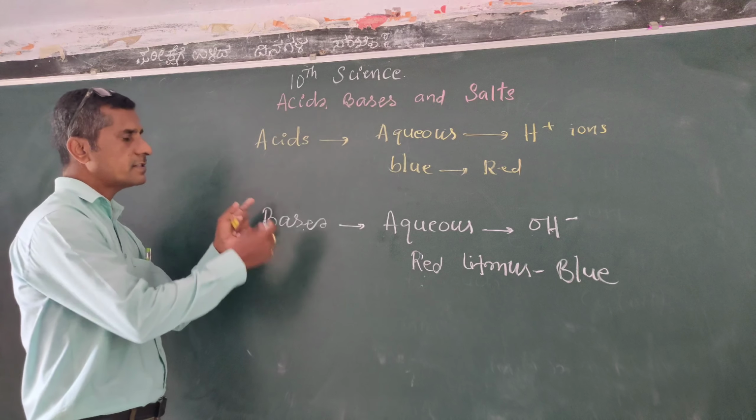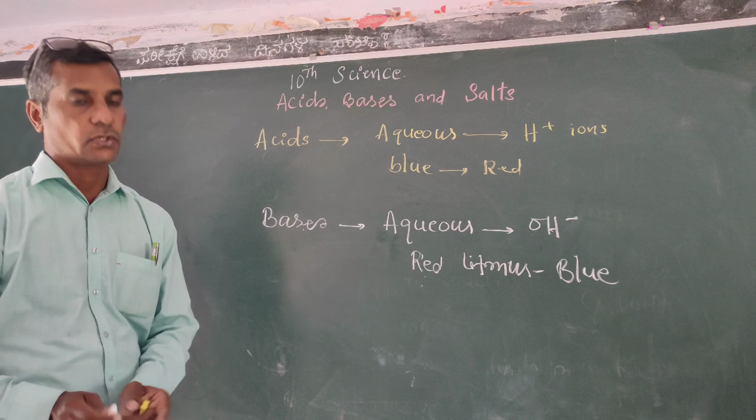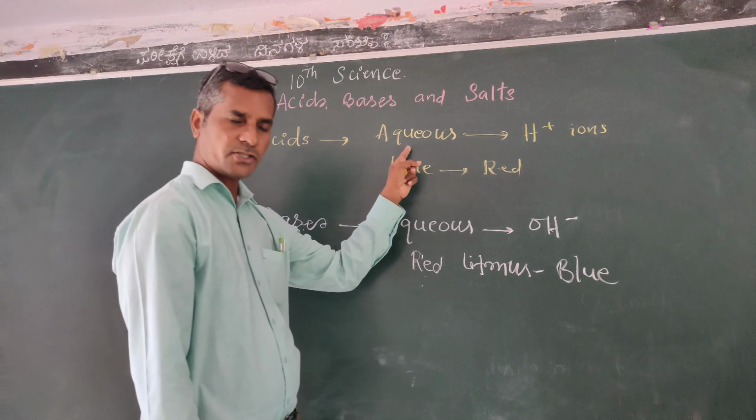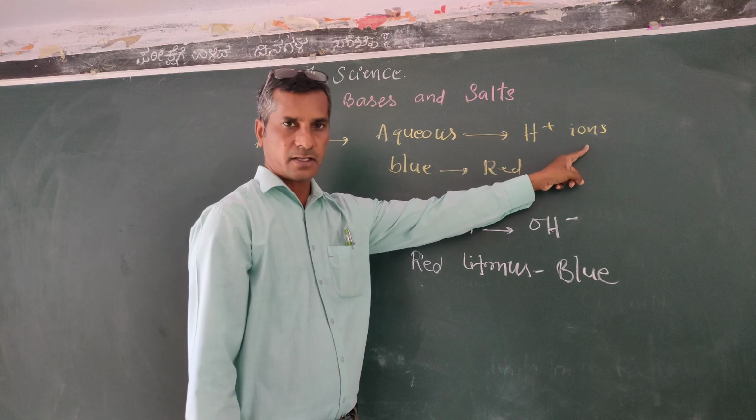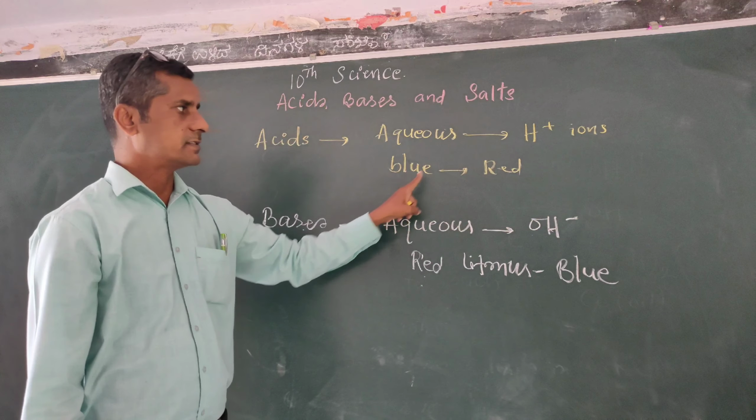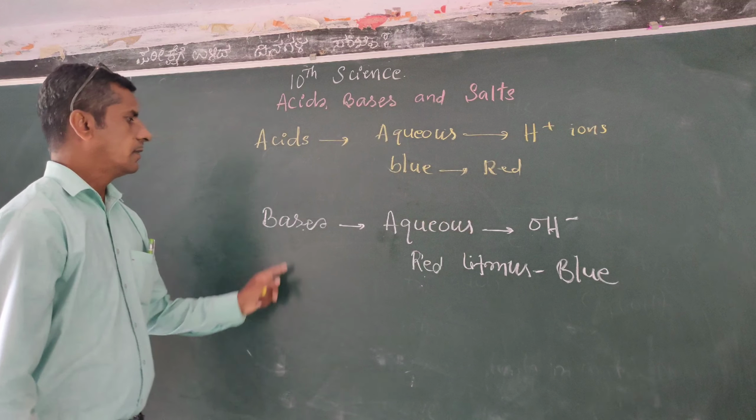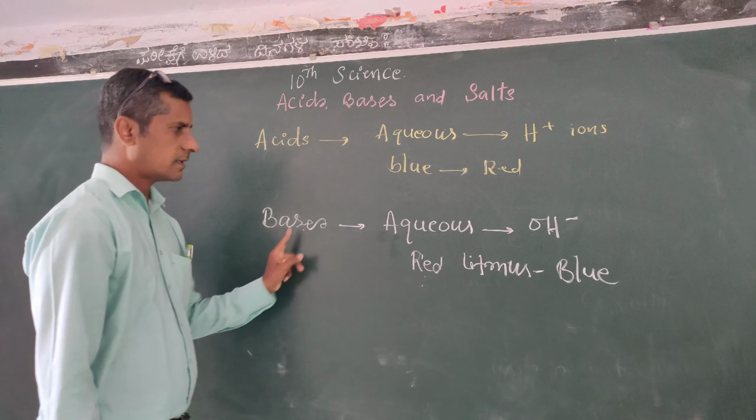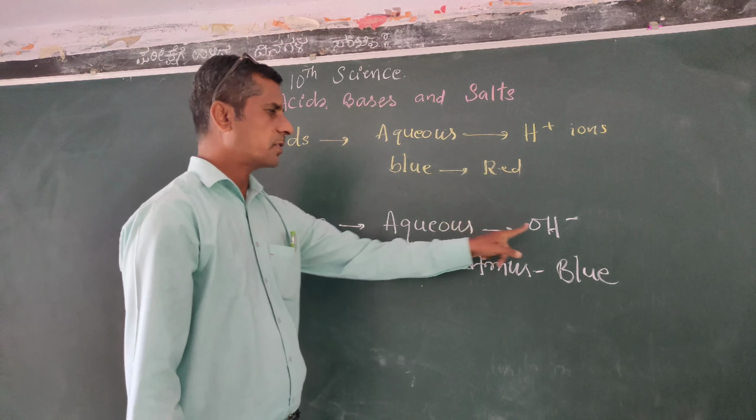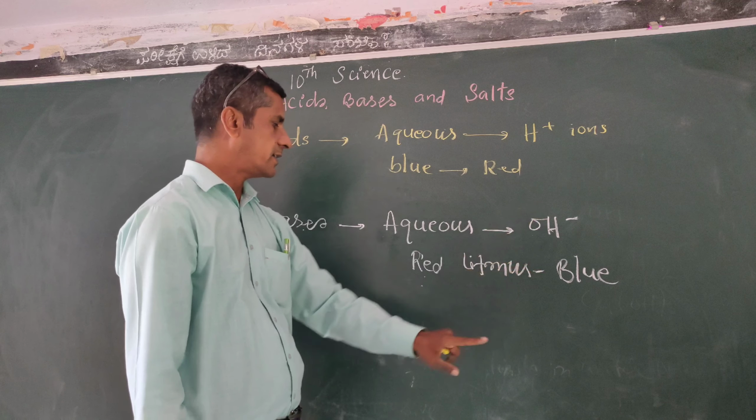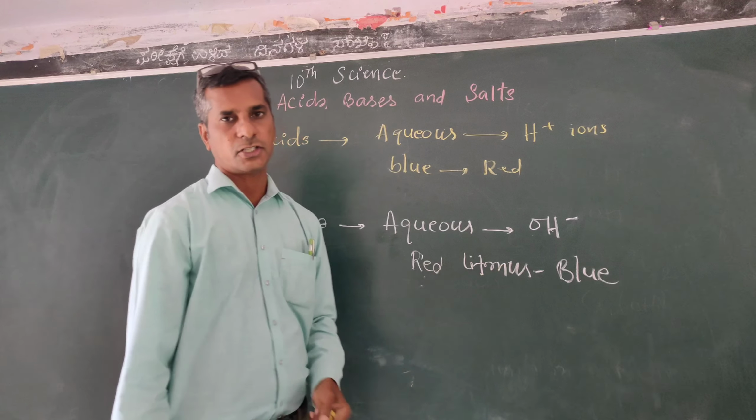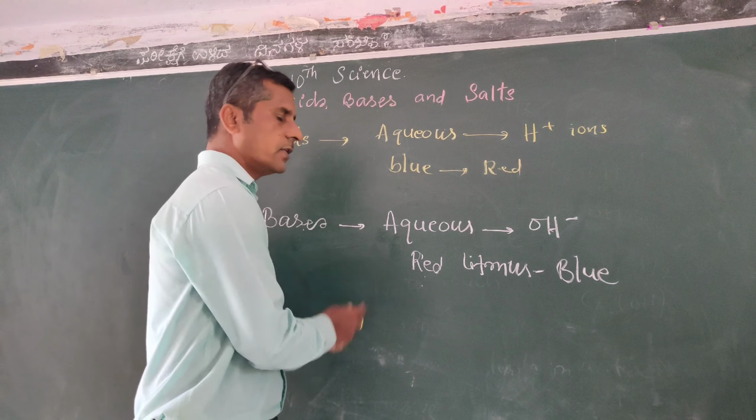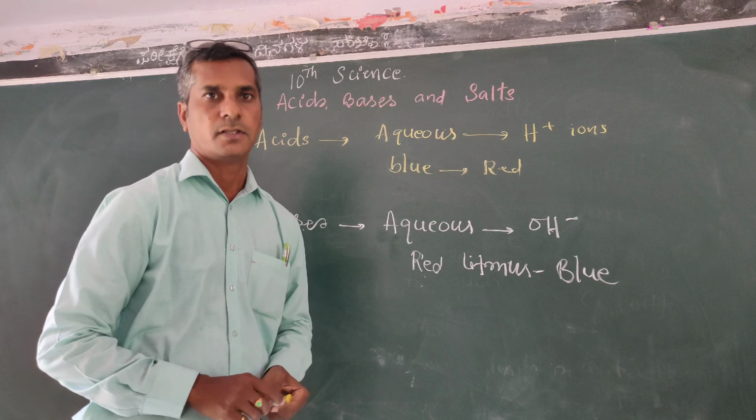Dear students, please write down the definitions yourselves. Once more, what are acids? Acids are the aqueous solutions which produce H plus ions and turn the blue litmus into the red. In the same way, what are bases? Bases are the aqueous solutions which produce OH minus ions and turn the red litmus into the blue color. Okay students, this is very important, please copy down. Thank you students.